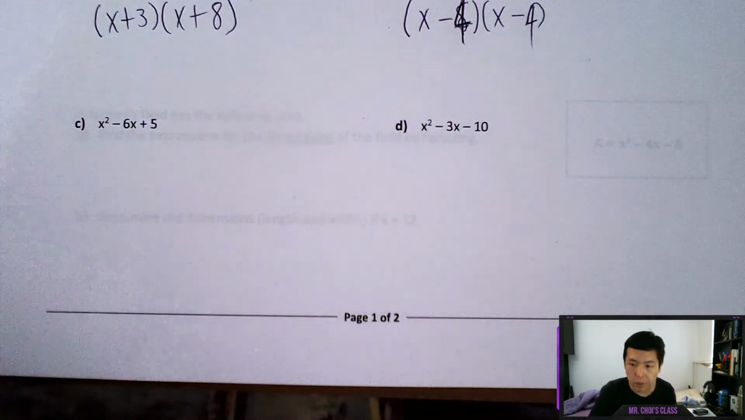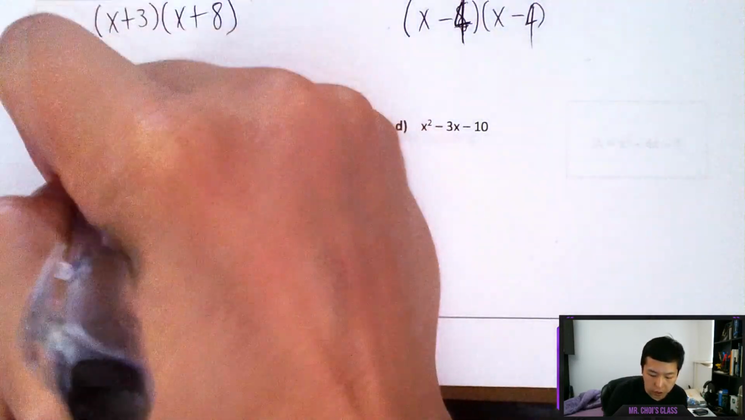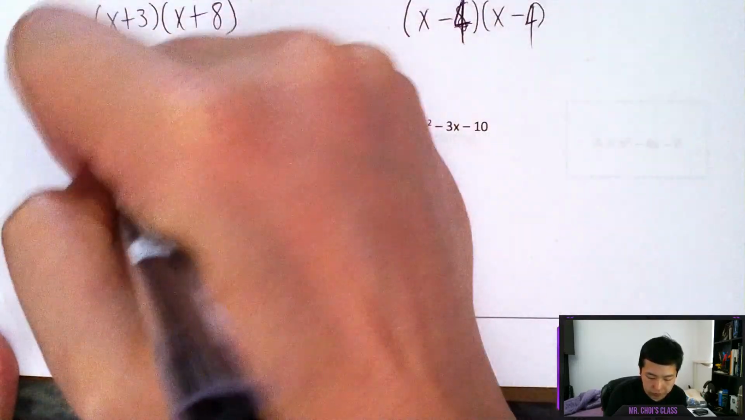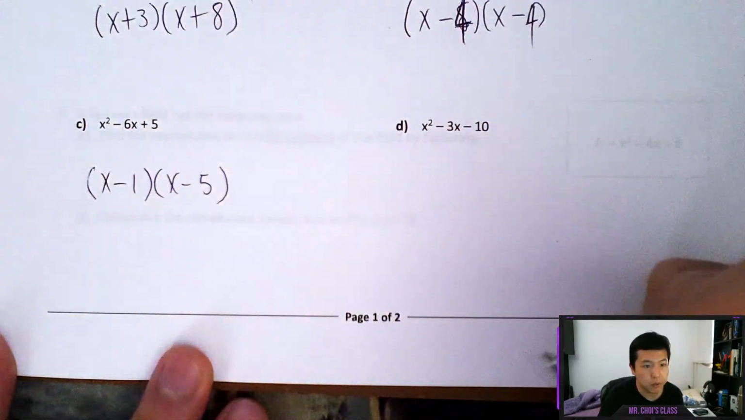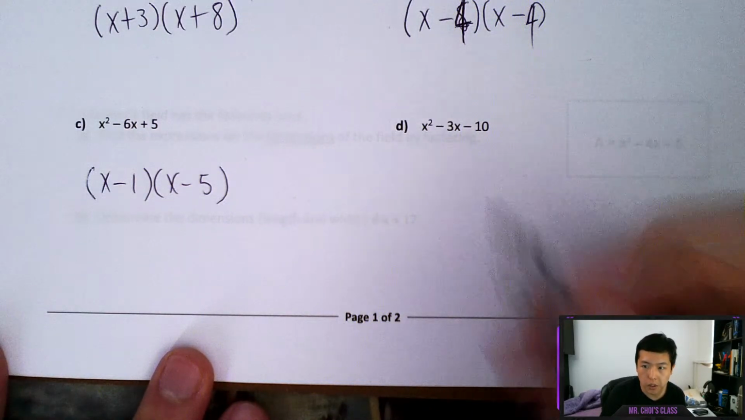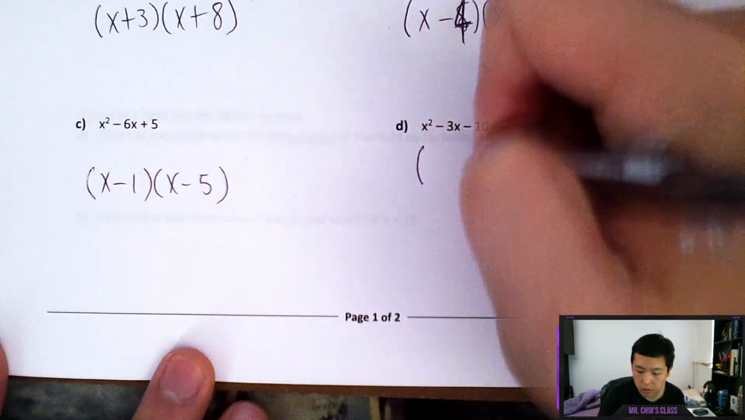All right, time's up. The answers you should have gotten here are x minus 1, x minus 5 for the first one. And then for D, it should be x.